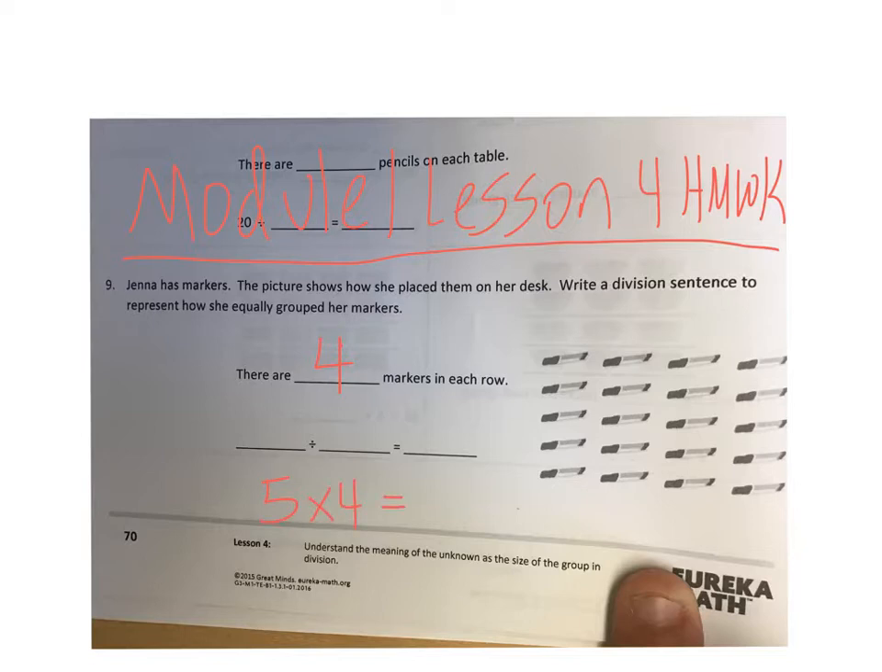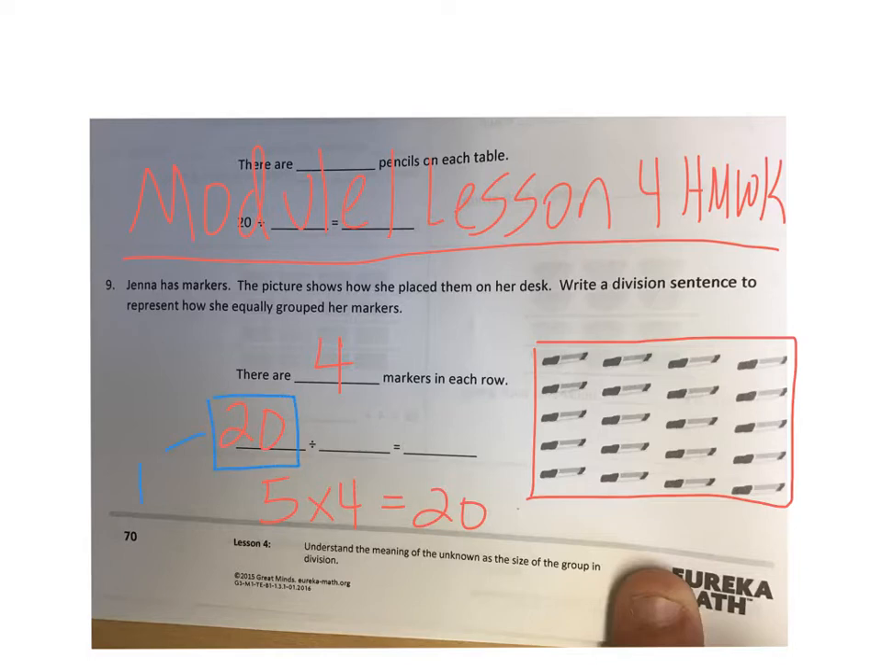And we know that 5 times 4 equals 20. Also, if we counted all of these markers, we would get our total, which is 20. This number represents the total. We talked about that today.